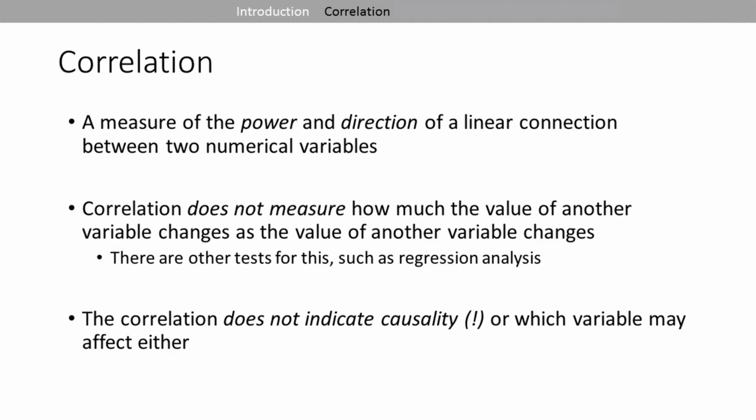And the question, of course, is what is the correlation? It's a measure of power and direction of a linear connection between two numerical variables. So you're going to use continuous variables, not categorical variables. The correlation does not measure how much the value of one variable changes as the value of another variable changes. There is a test for this, like linear regression analysis, but we are not going to go into that right now. We are just checking correlations, and correlation does not indicate causality. This is really important, and of course, it doesn't measure which variable may affect the other, either the independent variable or the dependent variable.